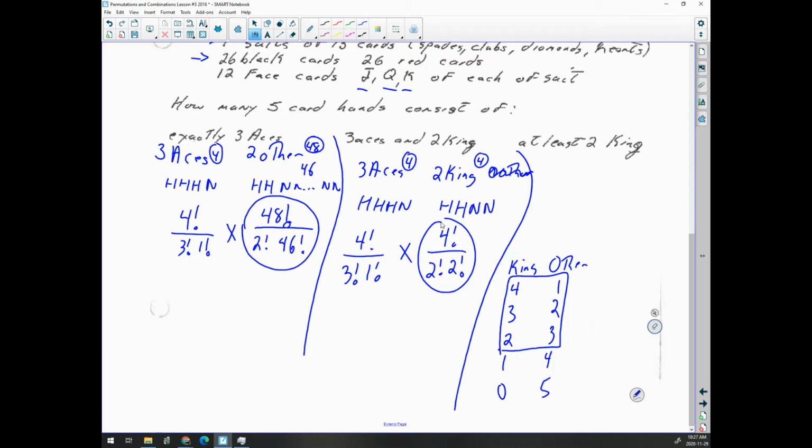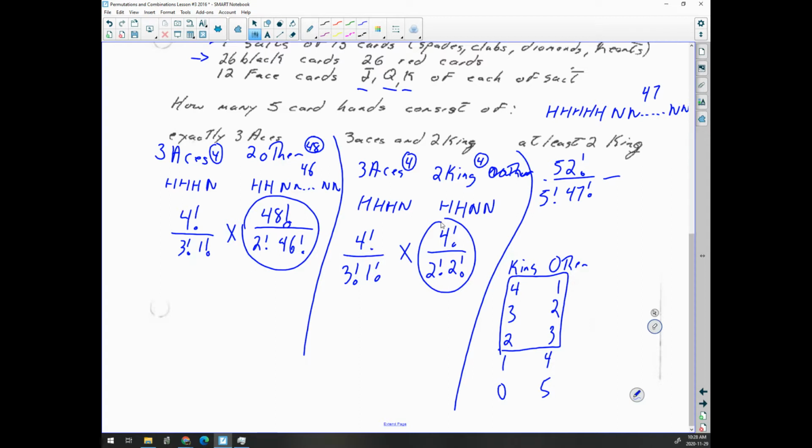It really doesn't matter which way you're going to do this. I'm going to do it total minus what we're trying to avoid. So the total would be 52 factorial. We have 52 cards in a deck, so 5 cards in that hand, 47 cards not in that hand. 52 factorial over 5 factorial times 47 factorial, minus these guys here.